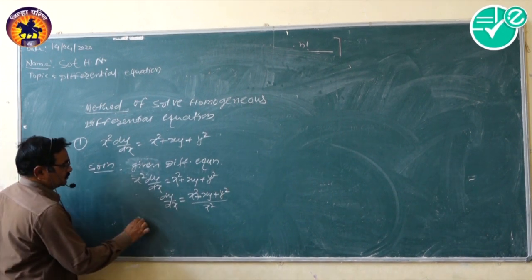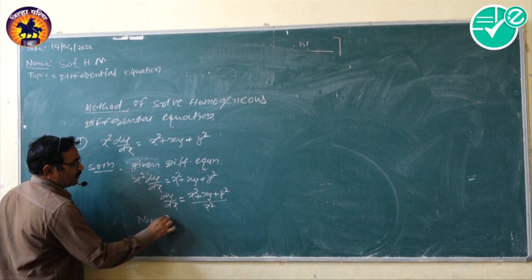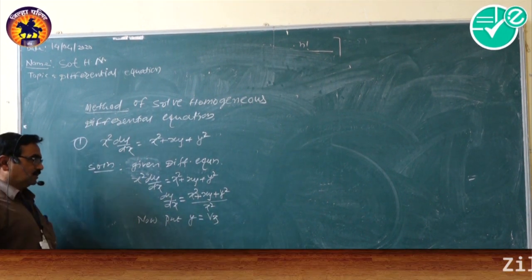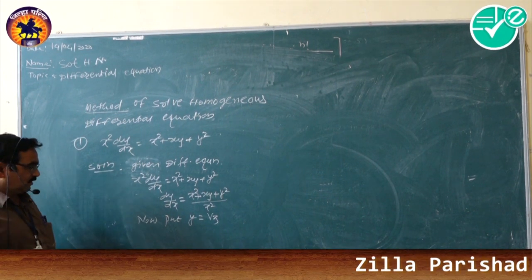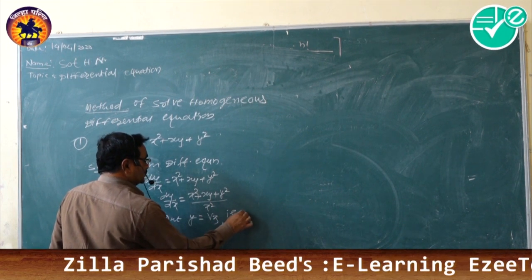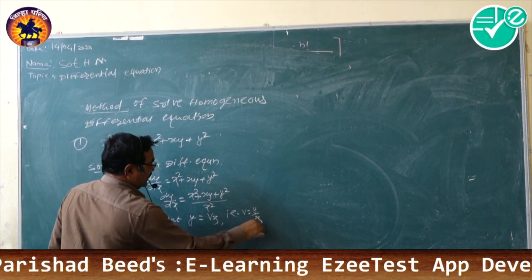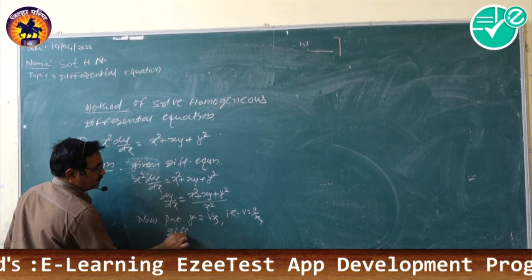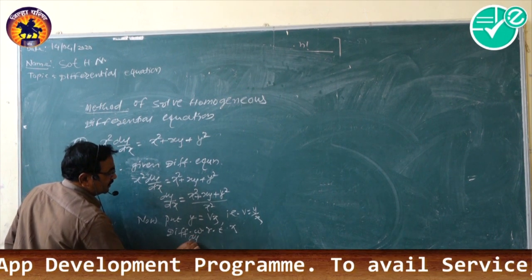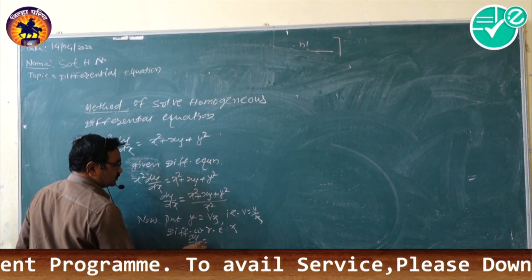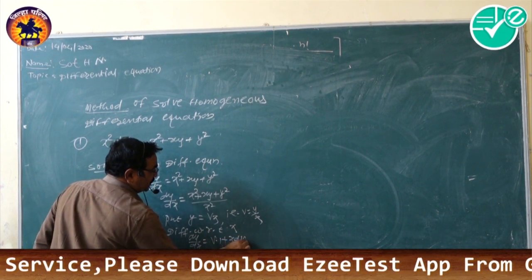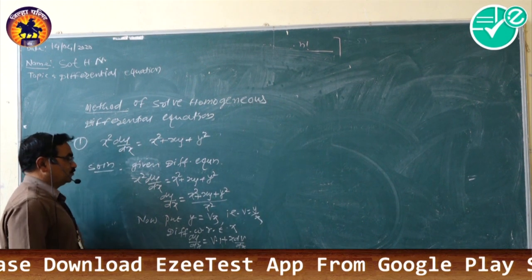Now put y = vx, that is v = y/x. Differentiate with respect to x. This becomes dy/dx = v·1 + x dv/dx.